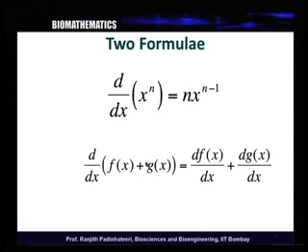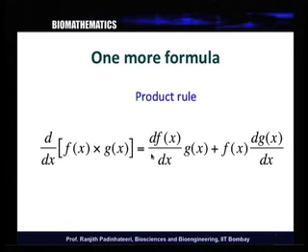So, this is the second formula that we learned, and there is one more important formula that one should learn, so that you can differentiate pretty much any function. This is the third formula that we are going to learn, and it is a very interesting formula. Have a look at the screen. This is called the product rule. When you say product rule, it is the product of two functions, f of x and g of x, that is f of x times g of x.